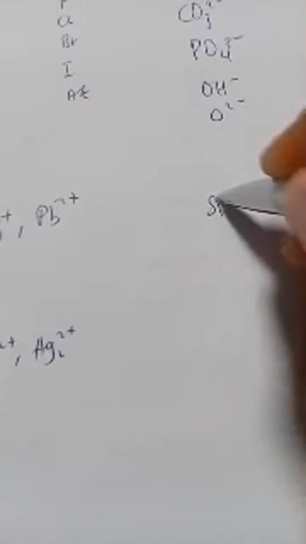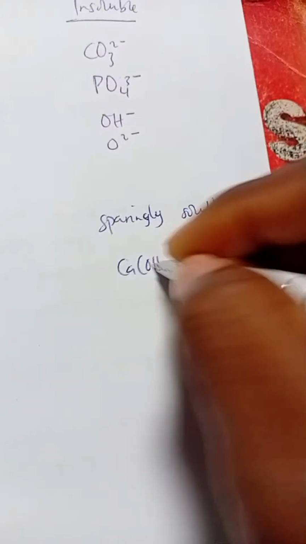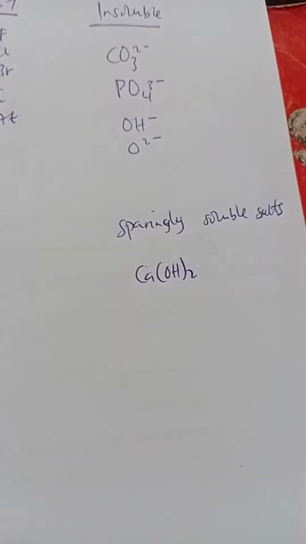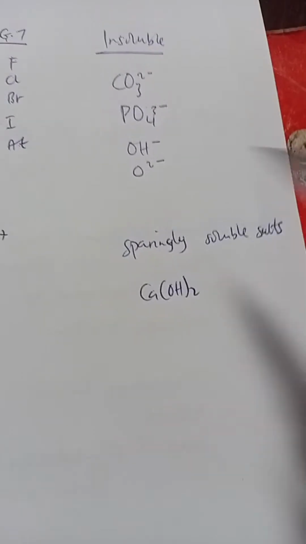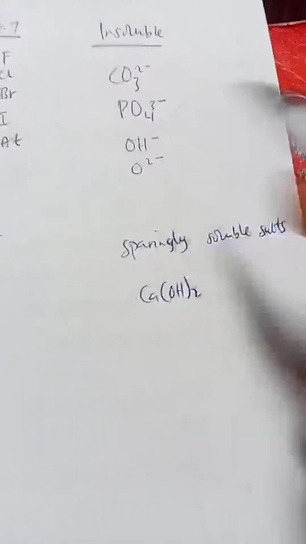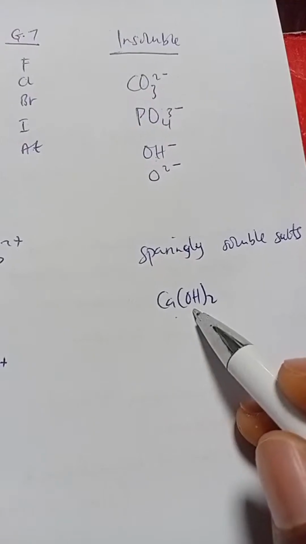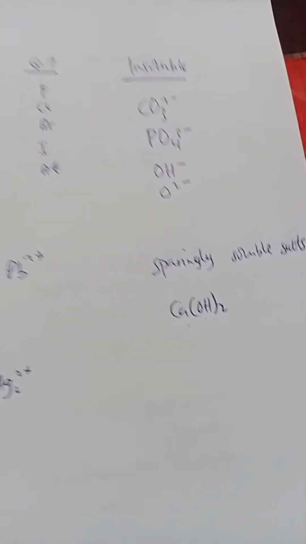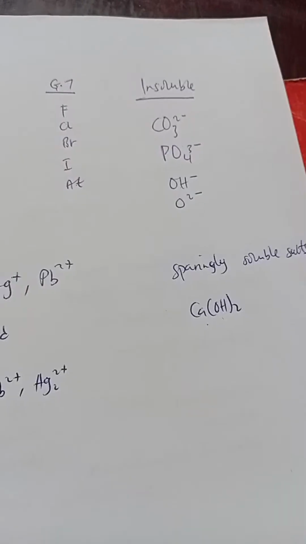Then we also have sparingly soluble salts. They dissociate partially in aqueous medium. They are sparingly soluble. One example is calcium hydroxide, which is sparingly soluble. We said hydroxides are insoluble, but then calcium hydroxide is what? Partially soluble or sparingly soluble. So these are the solubility rules.